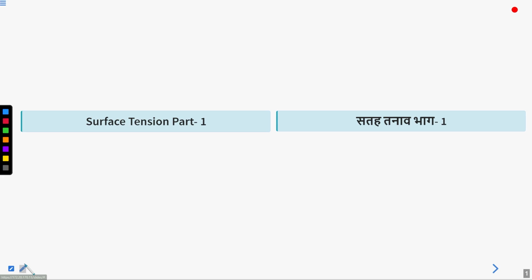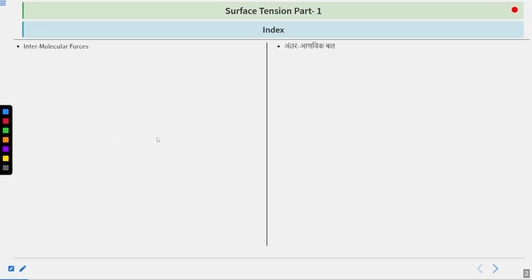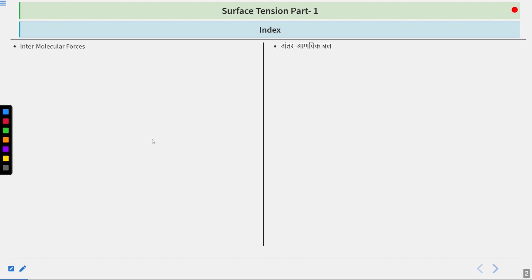So students, as you can see here, in this lecture we are going to start our discussion over surface tension, and that is going to be our part 1. In this lecture we will discuss intermolecular forces and types of intermolecular forces. These two are going to be the points of discussion for us in this particular lecture.